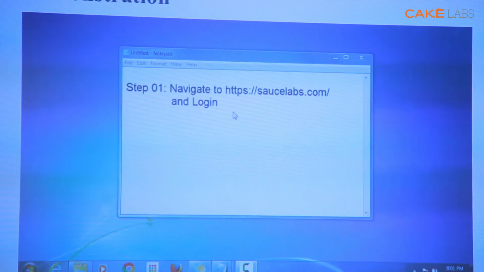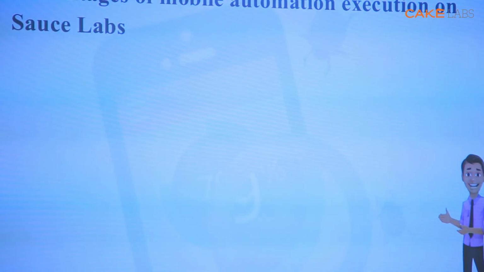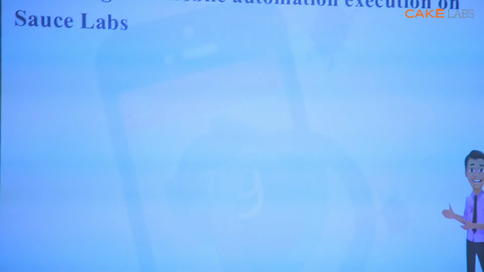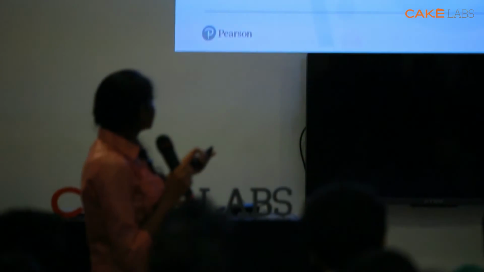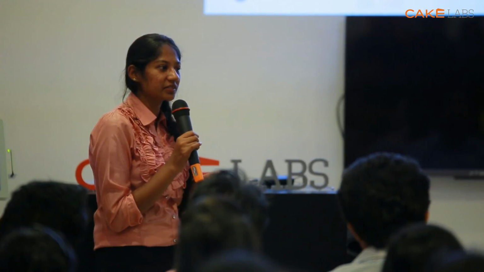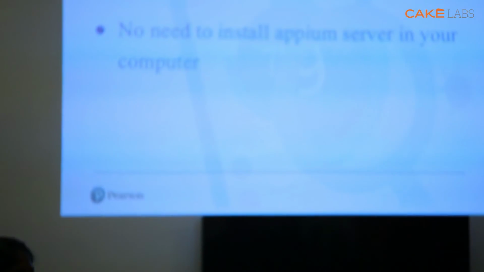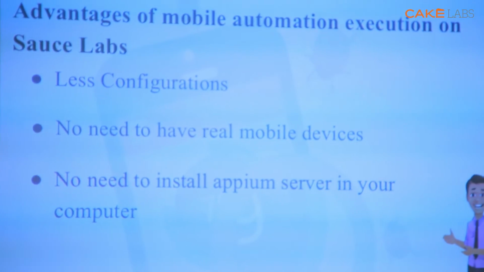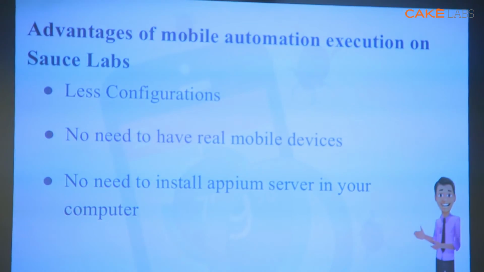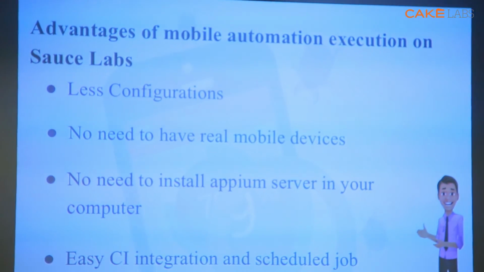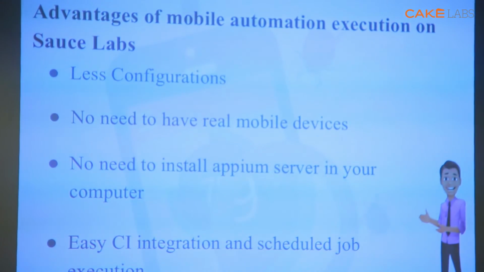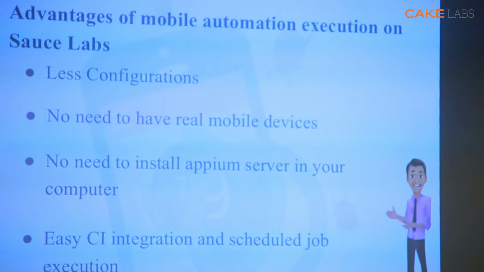So that's all about executing mobile automation on Sauce Labs. That's very simple. And when we are executing mobile automation on Sauce Labs like this, we get different advantages. The first one is, as you all see, it's less configuration and less complicated. Then we have no need to have real mobile devices with us because Sauce Labs provides devices for us. And we don't need to bother about installing and maintaining an Appium server because Sauce Labs provides the Appium server for us also. And then it's very easy to configure CI and run scheduled jobs because we don't need to have a mobile device attached to our computer all the time.